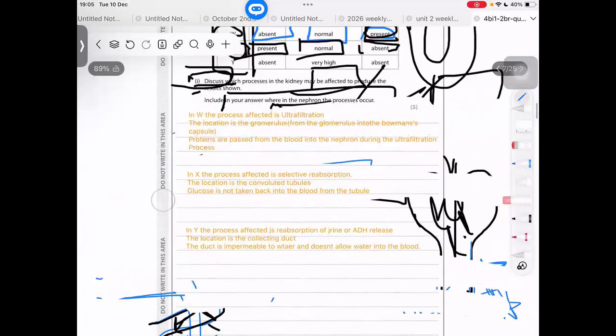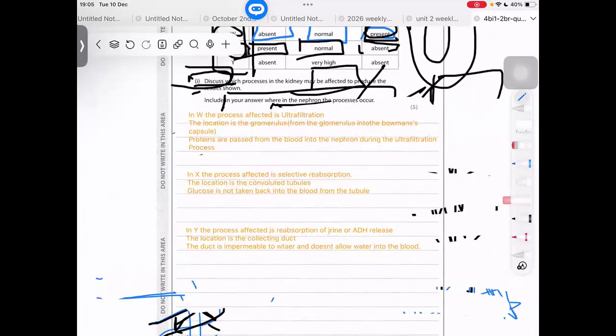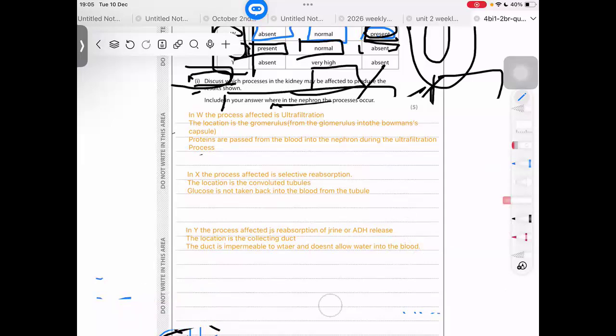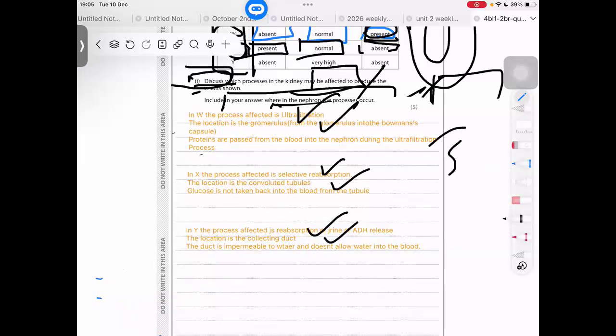That means 1, 2, 3, 4. If you have any 5 points, you can get the 5 marks for this question, right? No worries about that. But it's always better if you have these 1, 2, 3, 4, 5: the process and the location, and if you have written a description about that, you can get the 5 marks, right? Let's move on to patient Y.